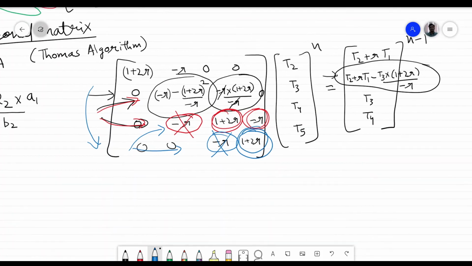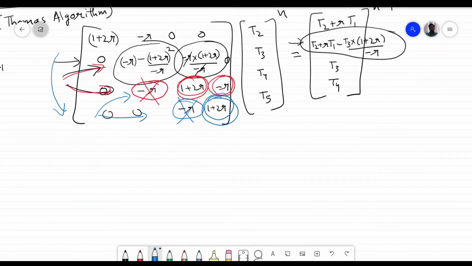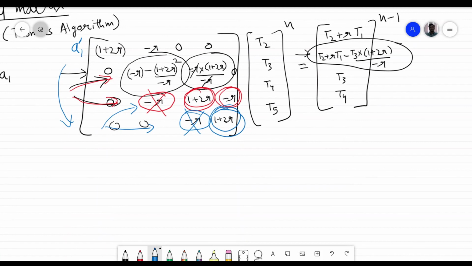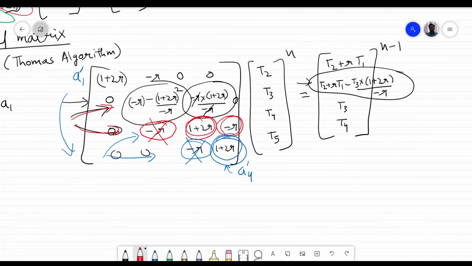Now let's say the modified values are A primes, A prime 1, A prime 2 and so on. This will become A prime 4, the last element. And let's say at the top these are C2 prime, C3 prime up to C4 prime, which is this one, and this is C3 prime.